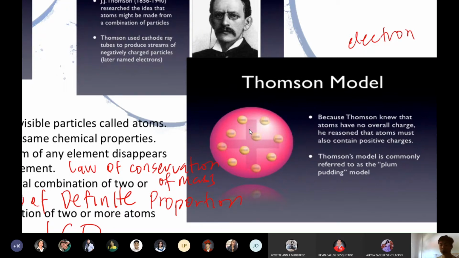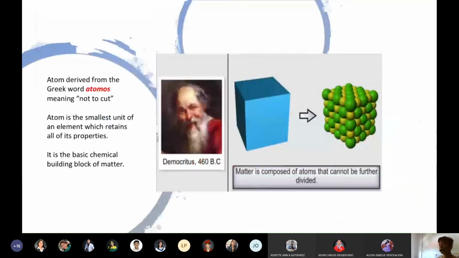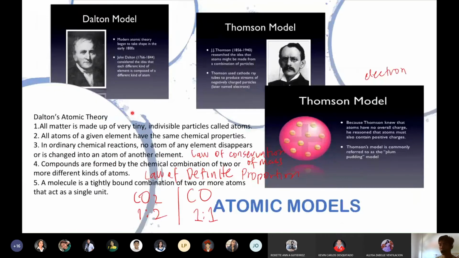So again, let's revisit what we just discussed. We started with atomos. John Dalton provided more postulates about atoms. Then J.J. Thomson did the cathode ray tube experiment, thus confirming that atoms still consist of much smaller particles, the subatomic particles, which he called the electrons. And we know that electrons are negatively charged, right?